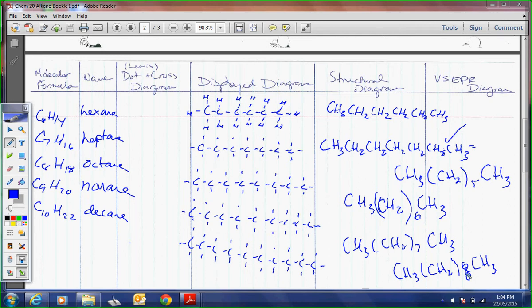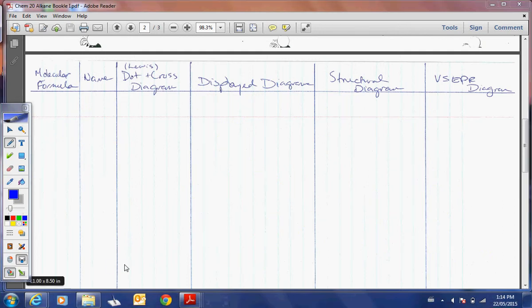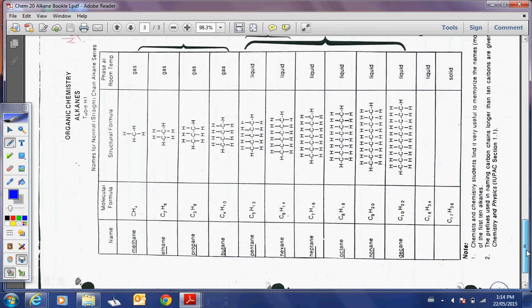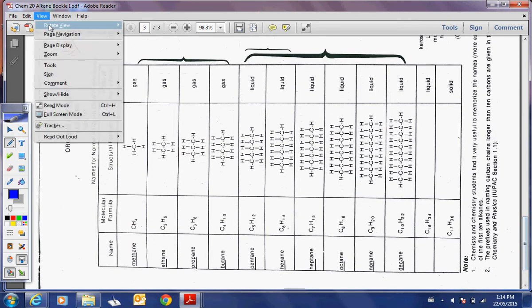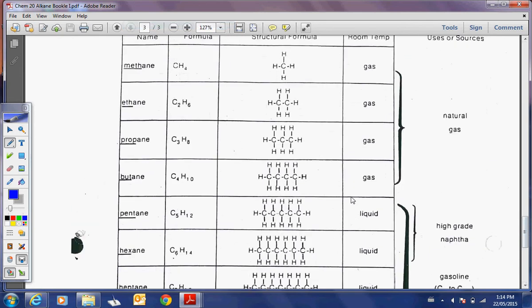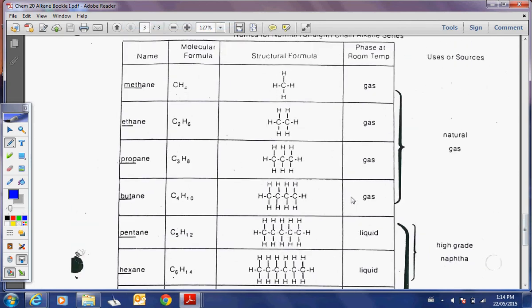And then I gave you another sheet following down, or actually I think it's back for you guys, this sheet here, which then lays it all out for you. Okay, so it's nice and neatly typed up. But now you know how to get there on your own. The other thing added to this is that it tells you that it's a gas from number 1 to number 4.